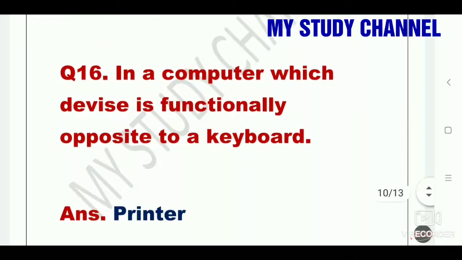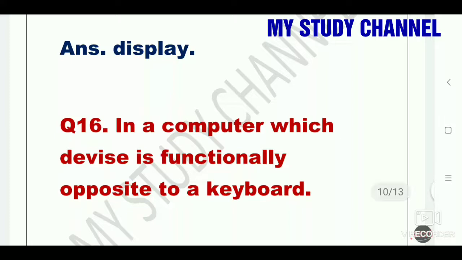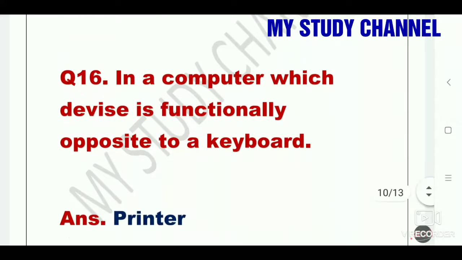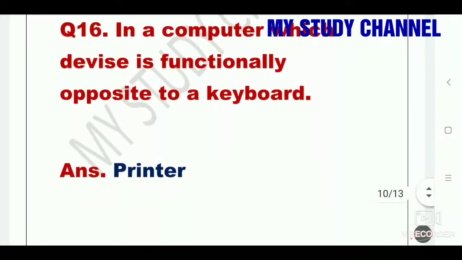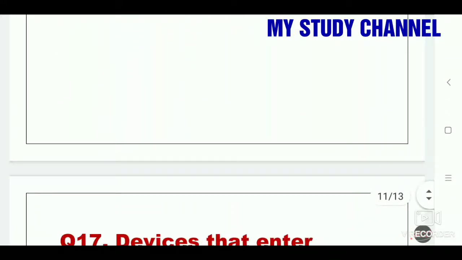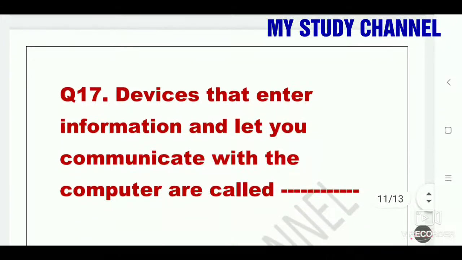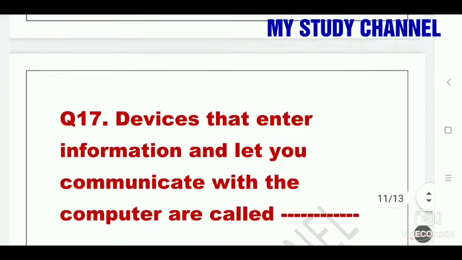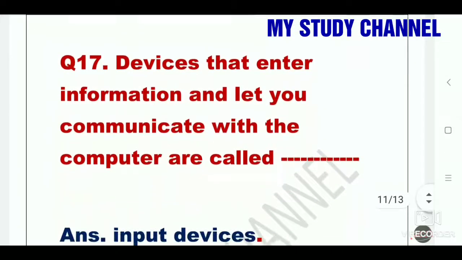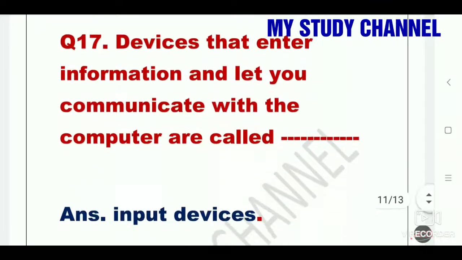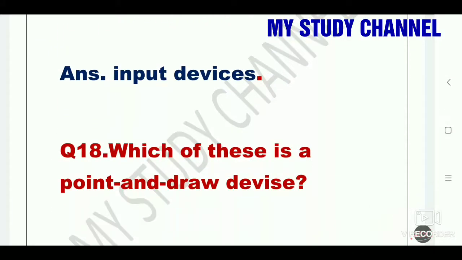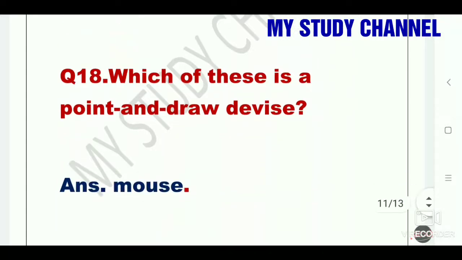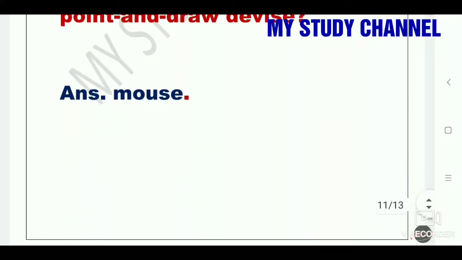Question number 16 is in a computer, which device is functionally opposite to a keyboard? Answer is printer. Question number 17 is devices that enter information and let you communicate with the computer are called dash, that is input devices. Question number 18 is which of these is a point and draw device? Answer is mouse.